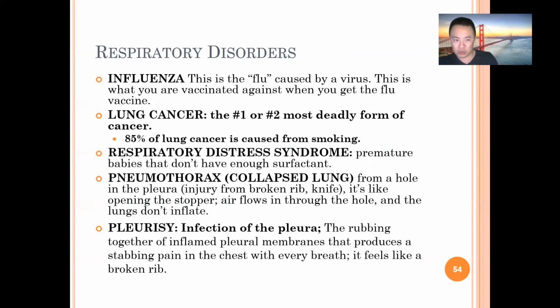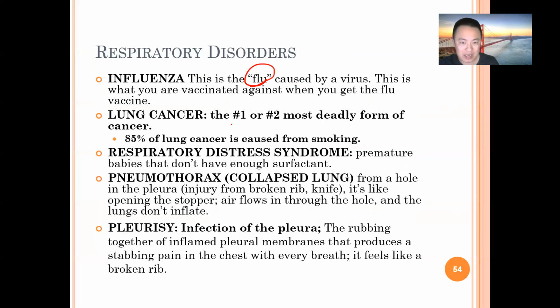Some respiratory disorders here, influenza. This is the common flu due to the influenza virus. And this is what you get vaccinated against when you get the flu vaccine. But obviously the vaccine only works for the flus that are covered under that vaccine. But if the flu mutates into something completely different that no one has studied or created a vaccine for, you have to get revaccinated, updated vaccine.